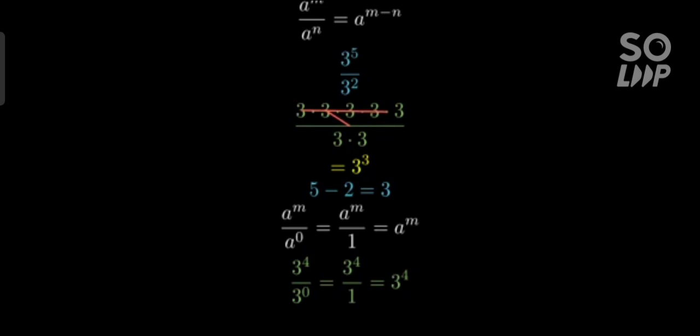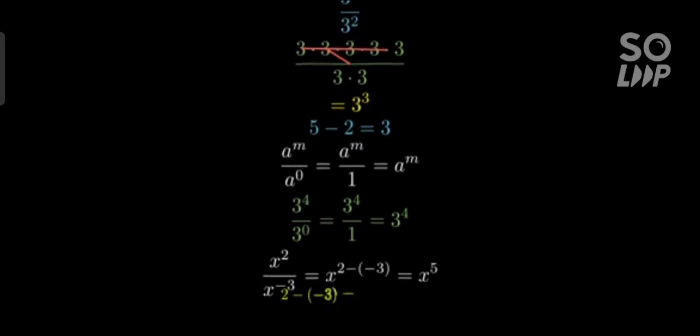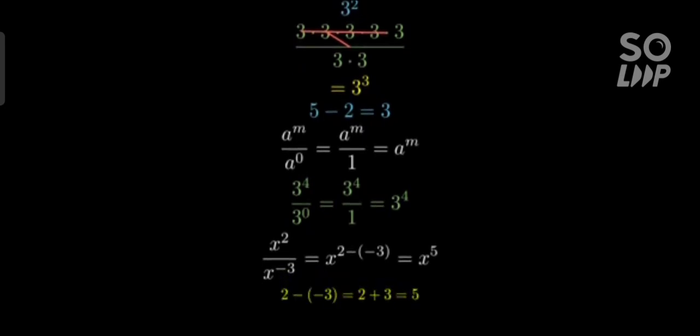Now, what about negative exponents? When we have a negative exponent in the denominator, it becomes positive when we subtract. For example, x to the 2nd power divided by x to the negative 3rd power equals x to the 5th power. Let's practice with a more complex example.